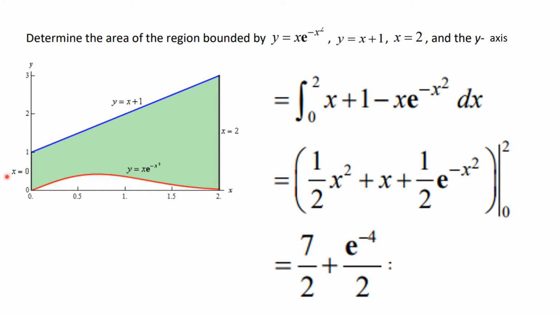Our limits are going to be x equals 0 and x equals 2. So the area that we're seeking, the green area, is going to be the integral from 0 to 2 of the function that's on the top minus the function that's on the bottom.